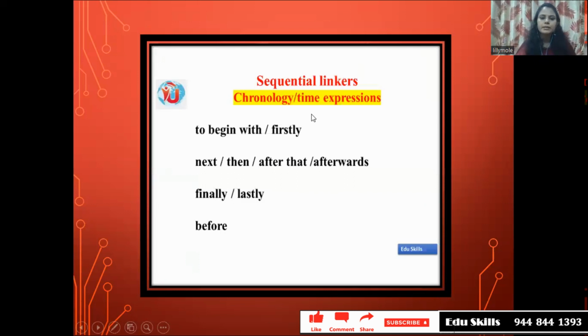The next one is sequential linkage, or chronology, or time expressions. While speaking, the speaker will use some words like to begin with, firstly. This is the starting of the paragraph. Then for the next sentence, they will use next. Then after that, afterwards, that is they are giving another idea. So if we listen for these words, we can understand that they are going to another idea or another topic. So it will be easy for us to understand, especially for the listening part C and the reading part C.